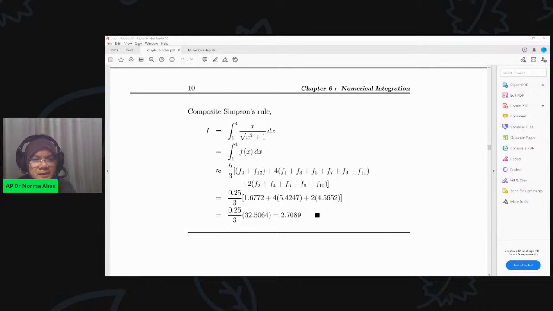Okay, trapezoid rule. Now, if you go to this, I'm going to stop here. I want to share my screen. I share the screen with you now.